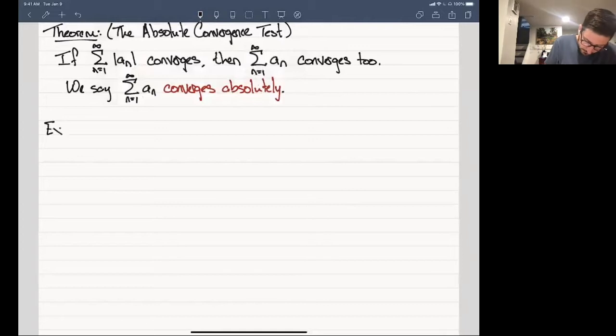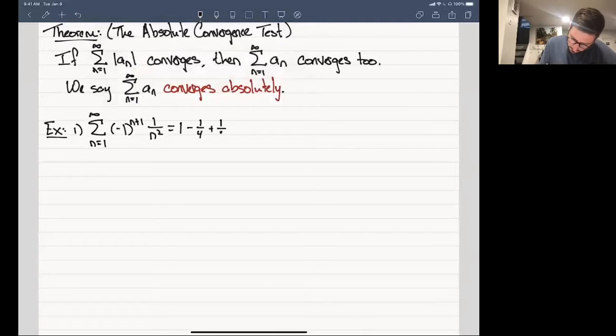So first of all, let's ask ourselves about this sum right here. We'll start from n equals 1 to infinity of (-1)^(n+1) times 1 over n squared. Let's write out the first few terms here. This is 1 minus 1/4 plus 1/9 minus 1/16 plus, and so on and so forth. So it's just the reciprocals of squares, and then we're alternating adding and subtracting. So the question is, does this converge?